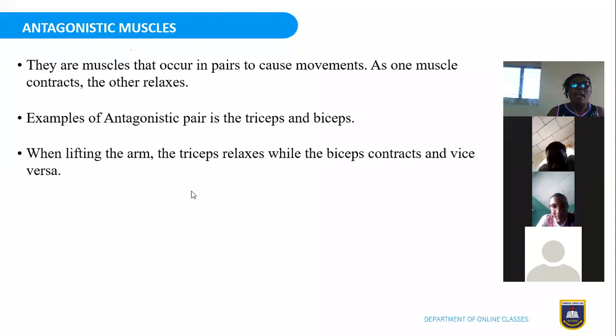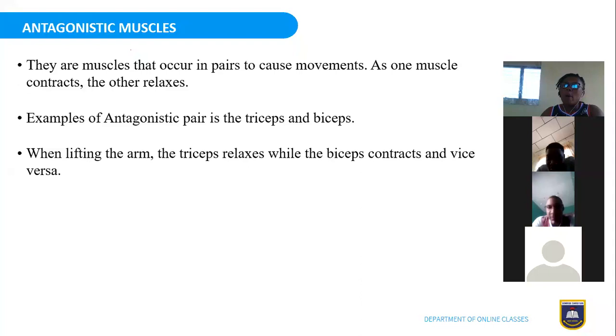Now, an example of an antagonistic muscle are the triceps and biceps. Tricep is a muscle, bicep is a muscle. These two muscles come together to form antagonistic muscles. Are you okay? Now, when I want to lift my arm, as I have done now, what is happening is that these two muscles, the triceps and the biceps, one of them must contract for the other one to relax so that I can raise my hand. In the same way, when I want to bring my hand down, one of them must contract, the other one must what? Relax. Okay, they all work in opposite direction.